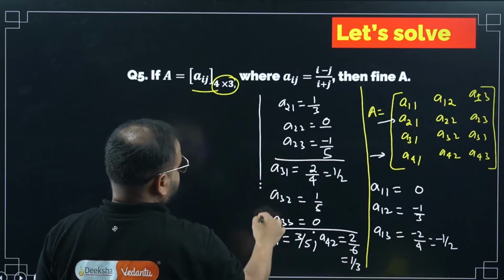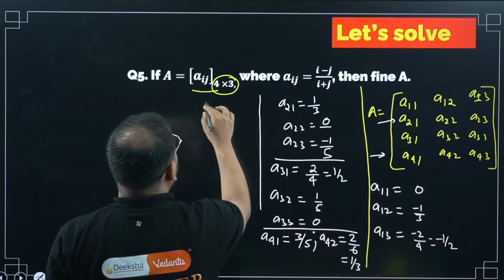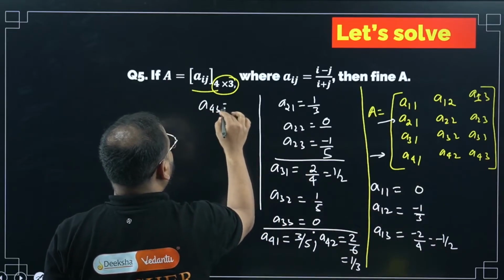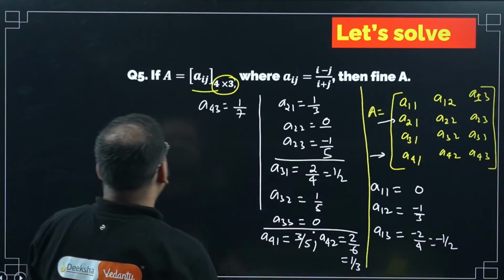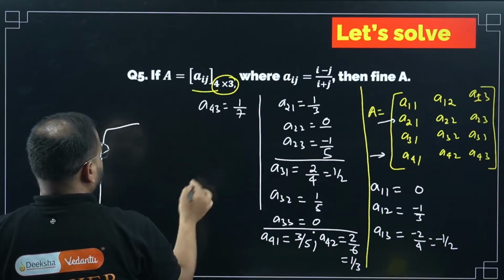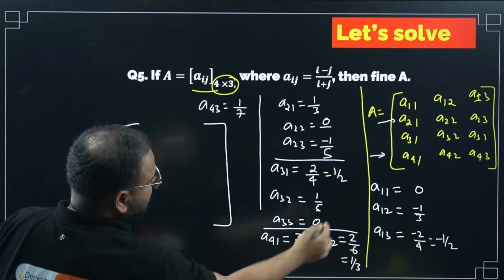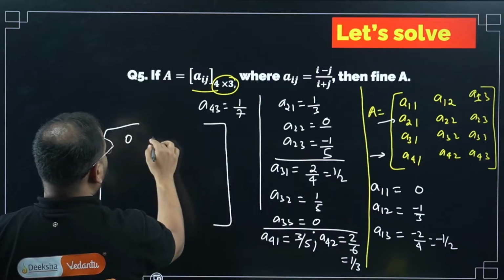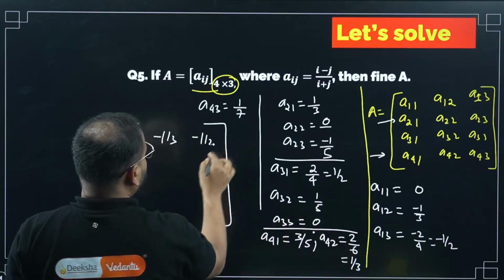Okay, sir. Next is what? A42 is done, only A43 is left. So A43 will be what? 4 minus 3 is 1, and 4 plus 3 is 7. Now the elements are known. Quickly we can write it down here. First row: 0, minus 1 by 3, and minus 1 by 2.